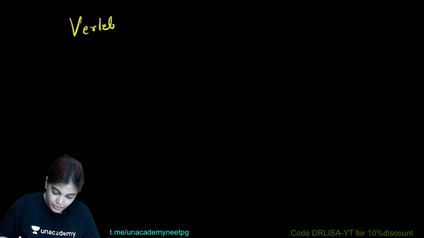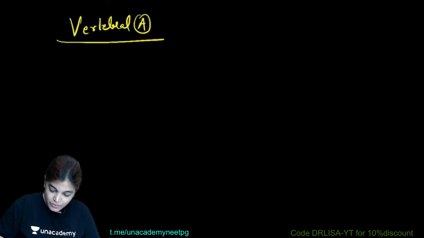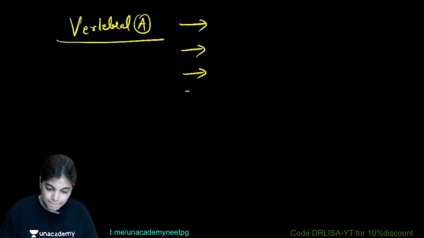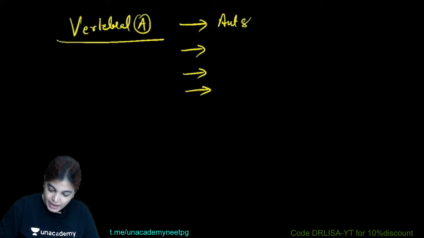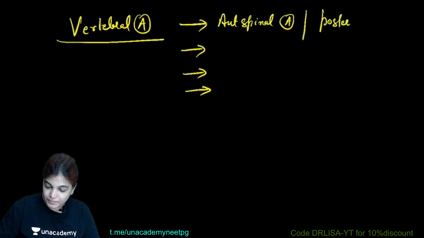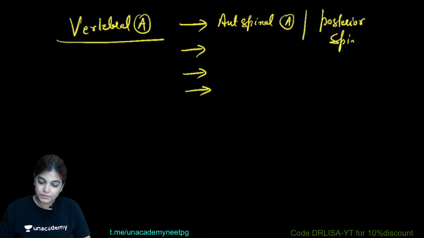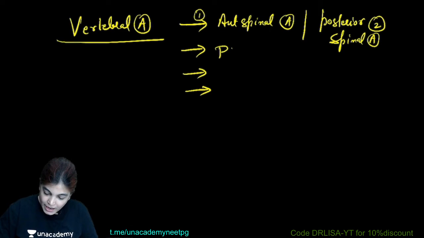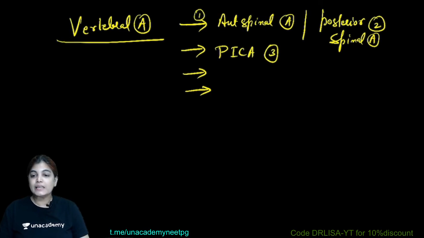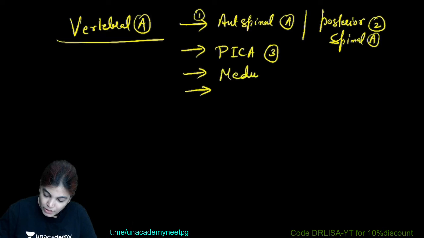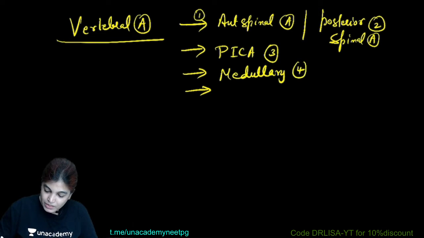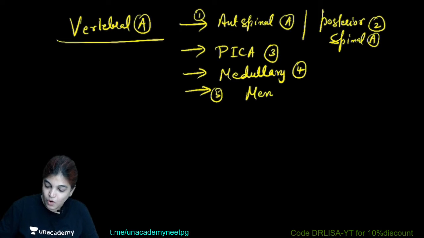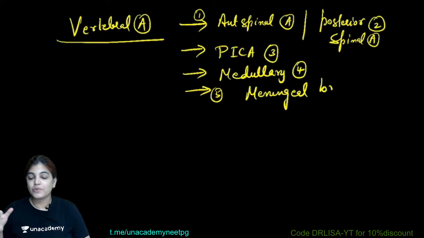Vertebral artery branches. The vertebral artery branches are the following: anterior spinal artery, so I am writing in short, and posterior spinal artery, anterior and posterior spinal artery, two branches. Third is the PICA artery. What is the PICA artery? That is the posterior inferior cerebellar artery. And also it gives medullary branches, and the fifth branch is the meningeal branches. So all these five arteries which I have written are the branches directly from the vertebral artery.